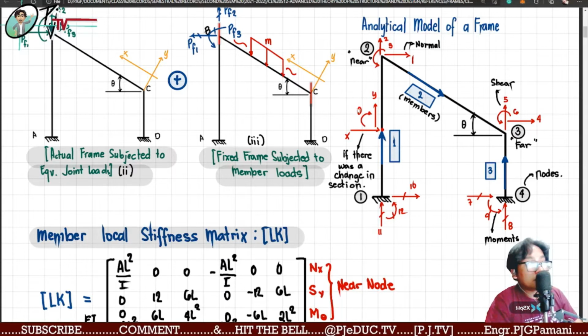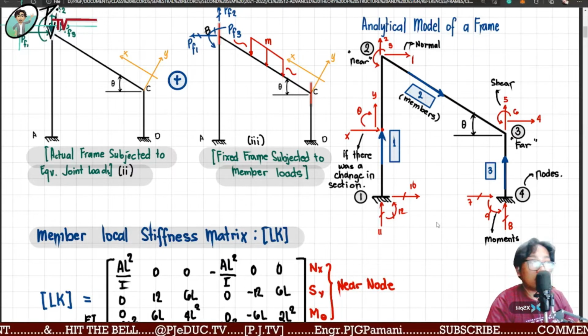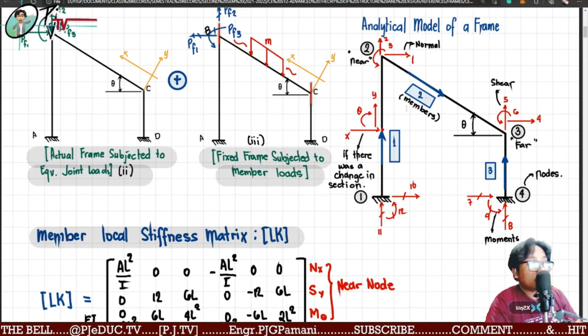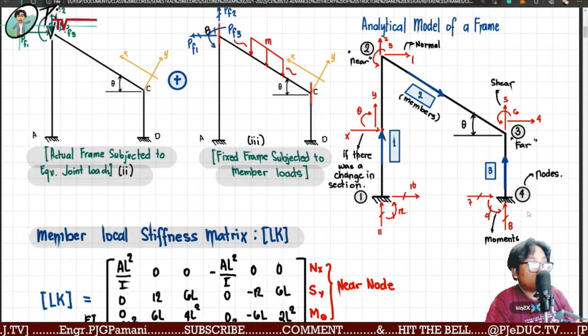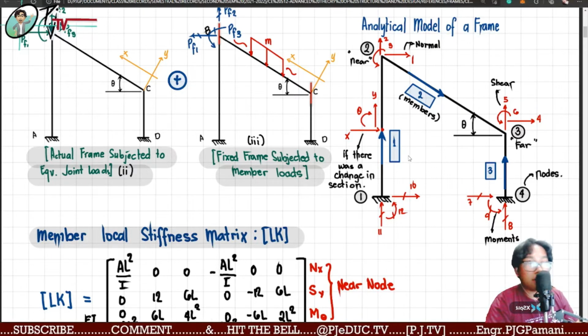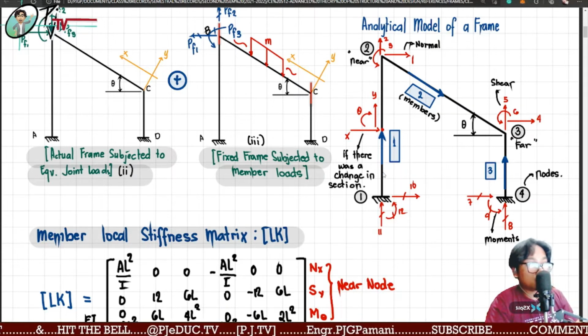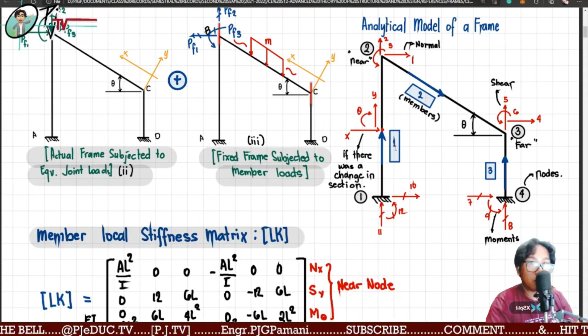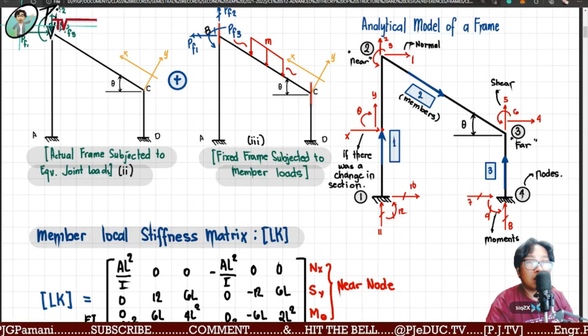Okay? So for this example, wala naman. So all throughout, pare-parehas yung kanilang section, and pare-parehas yung section within each member. So we have 4 nodes. Then name your members, following again the near far node condition. 1 to 2 is your member 1. 2 to 3 is your member 2. And 4 to 3 is your member 3.